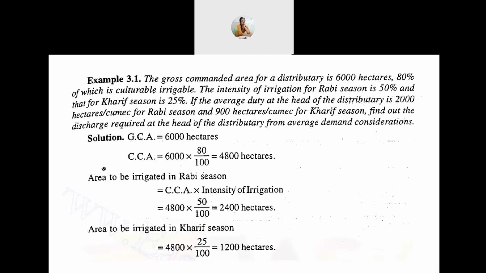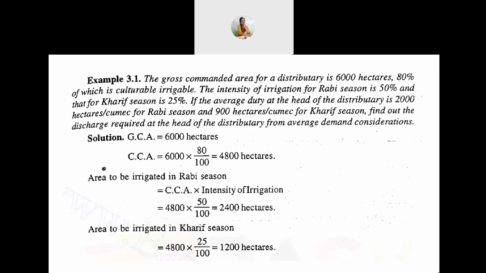So, gross commanded area for a distributor is 6,000 hectares, 80% of which is cultivable irrigable. The intensity of irrigation for Rabi season is 50% and that for Kharif season is 25%. So if the average duty at the head of the distributor is 2,000 hectares per cumec for Rabi season and 900 hectares per cumec for Kharif season, find out the discharge required at the head of the distributor from average demand considerations. So the solution is GCA is equal to 6,000 hectares, which is already given.